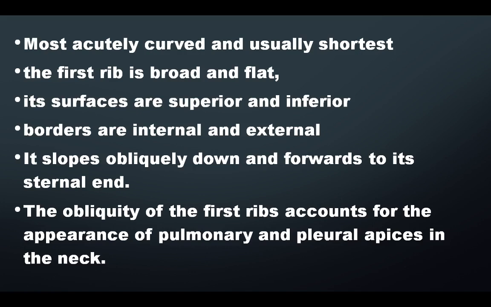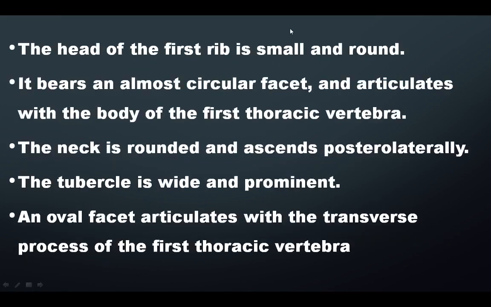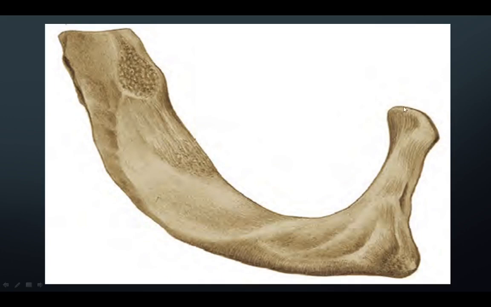So you know that the apex of the lung covered by the pleura is not exactly a content of the thorax. It projects towards the neck, towards the root of the neck from the thoracic cage. This is because the first rib posteriorly is attached at a higher level than the anterior end. So it slopes obliquely downwards. In fact, all the ribs slope obliquely downwards. The head of the first rib is small and rounded. You can see the head of the first rib is much smaller and it is rounded.